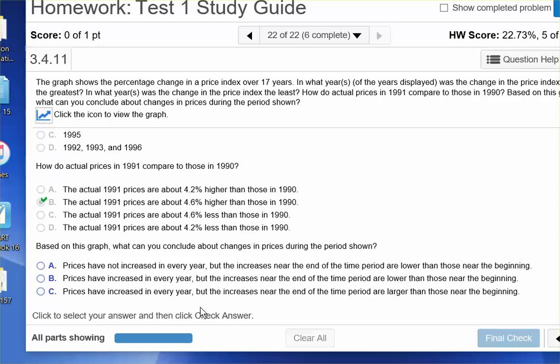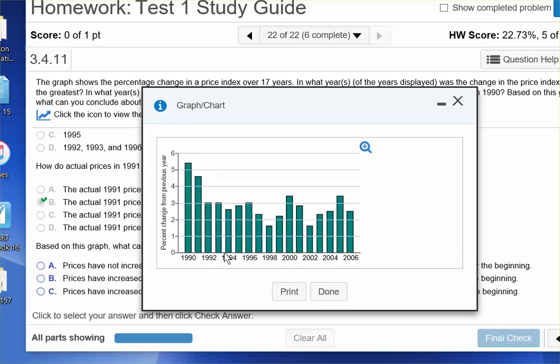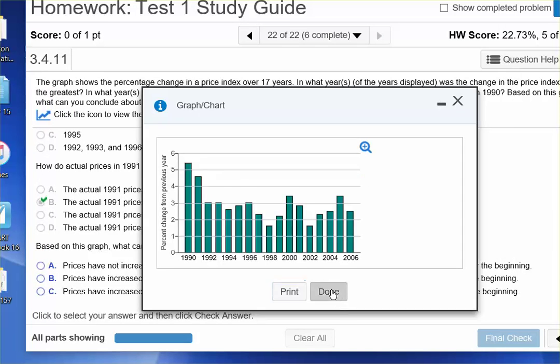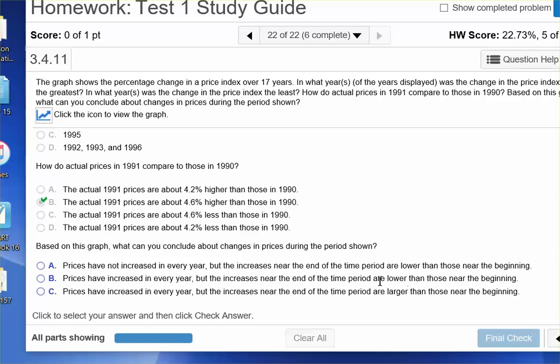B, prices have increased in every year, but the increases near the end of the time period are lower than those near the beginning. C, prices have increased in every year, but the increases near the end of the time period are larger than in the beginning. So every year it's been greater than 0. So we've increased every year. And I think you would agree that if you look at it as a general trend, it increased more at the beginning than at the end. So let's go ahead and give that one a shot. And B.